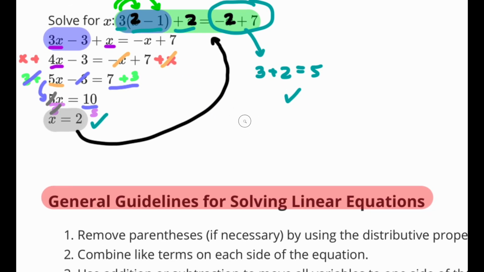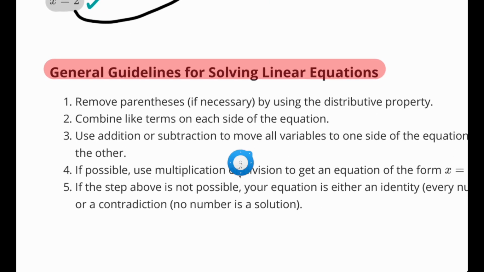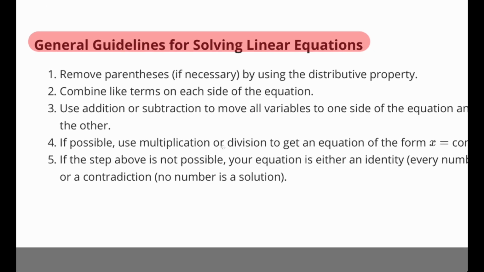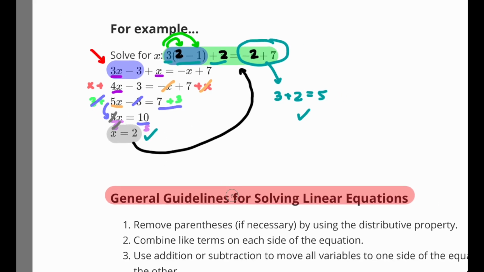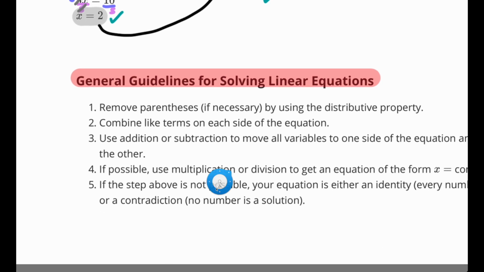All right, this next part right here says general guidelines for solving linear equations. And it follows what we just did, more or less. So it says remove parentheses if necessary by using the distributive property. If you remember, that was the first step we did. To get that 3x minus 3 here, we distributed that 3. Next, it says combine like terms on each side of the equation. So again, the whole point is to isolate x. We want x by itself.